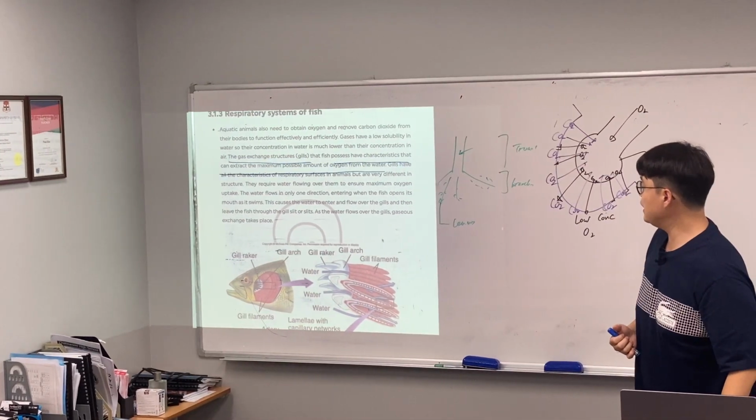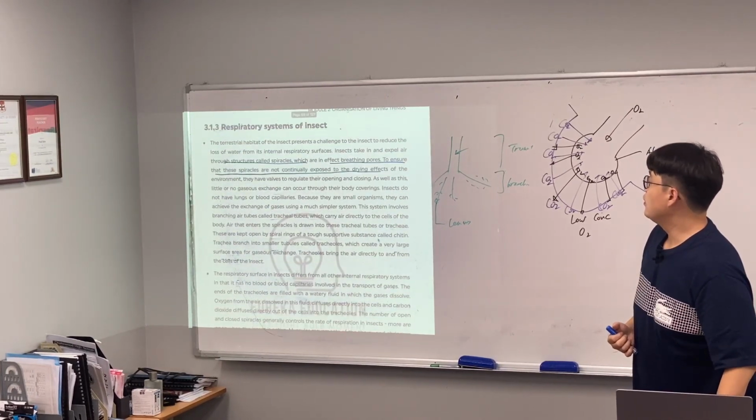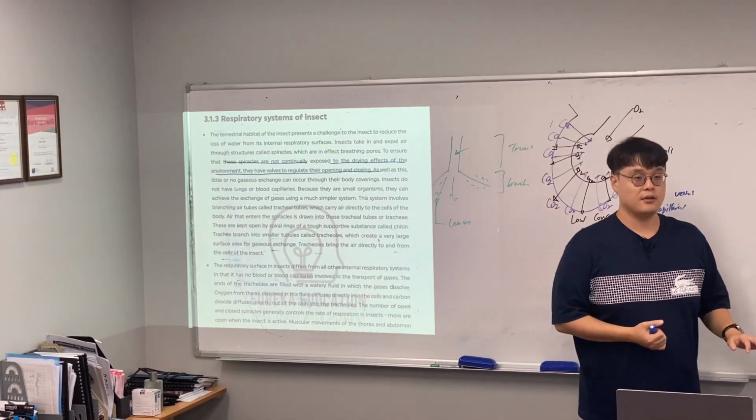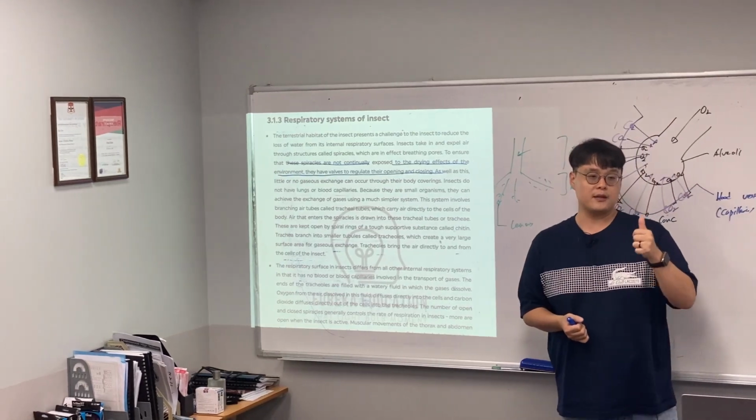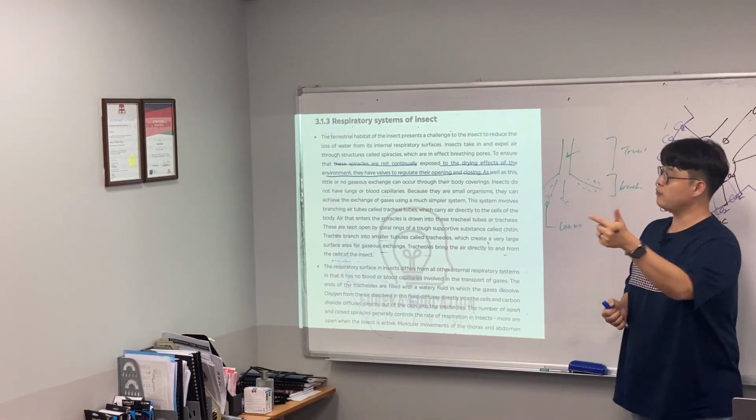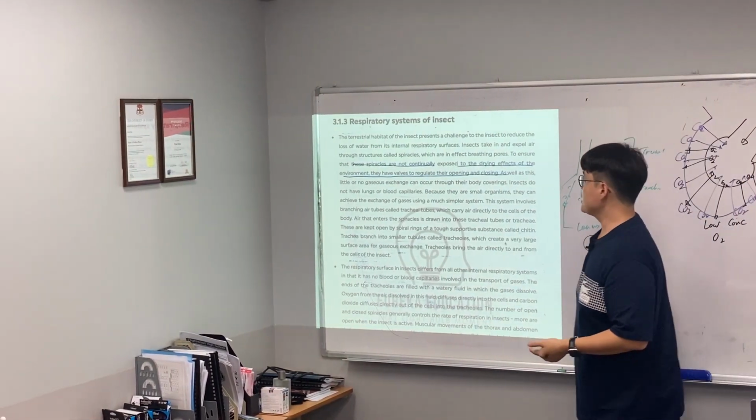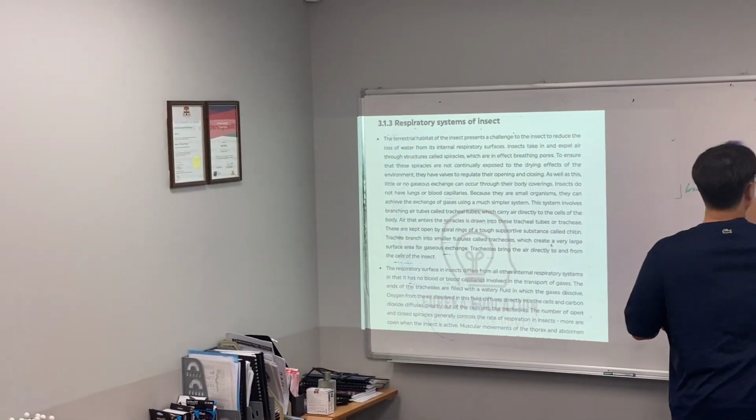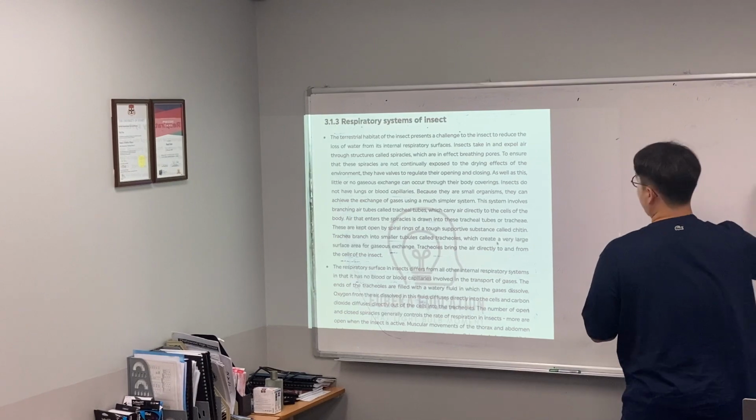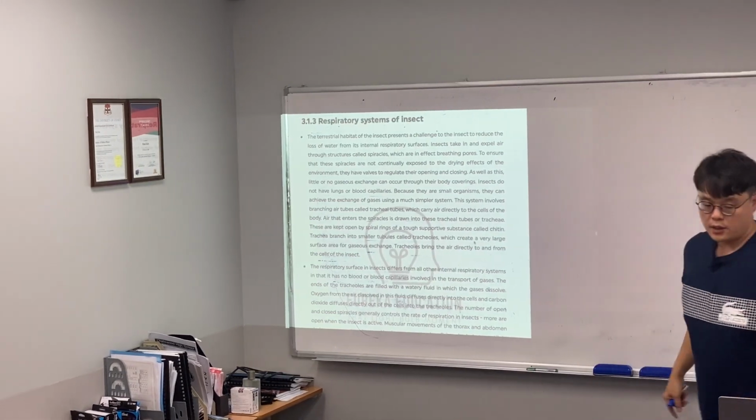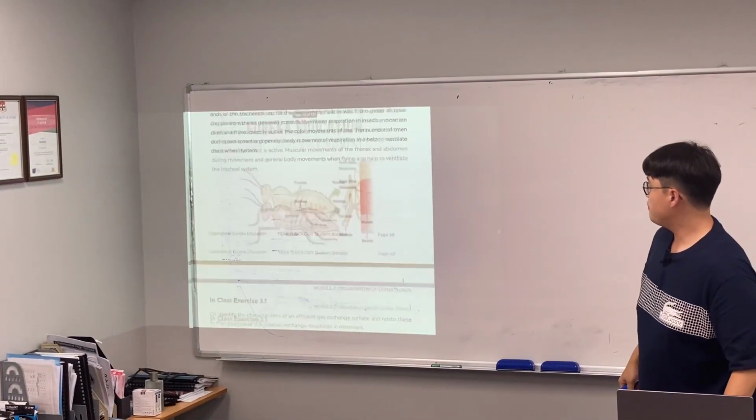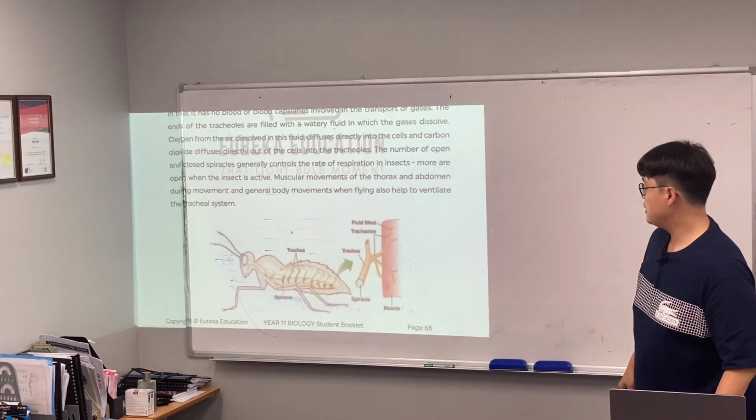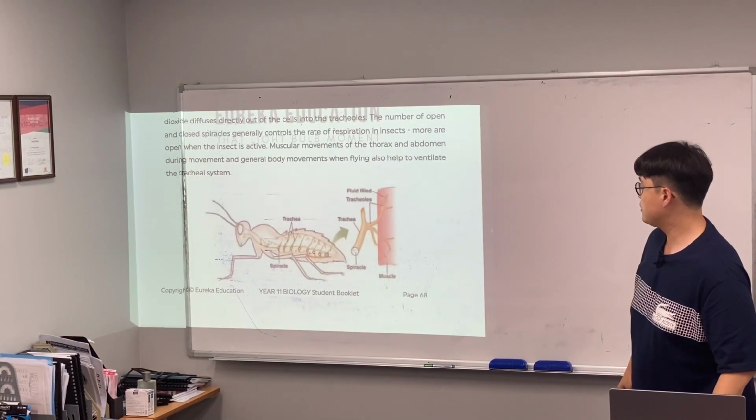Okay. All right. What about the insect? So we've done the mammals, we've done the fish. Now insects are kind of different to what we have in the mammals. It's best to see that on page 68 in the forms of this.